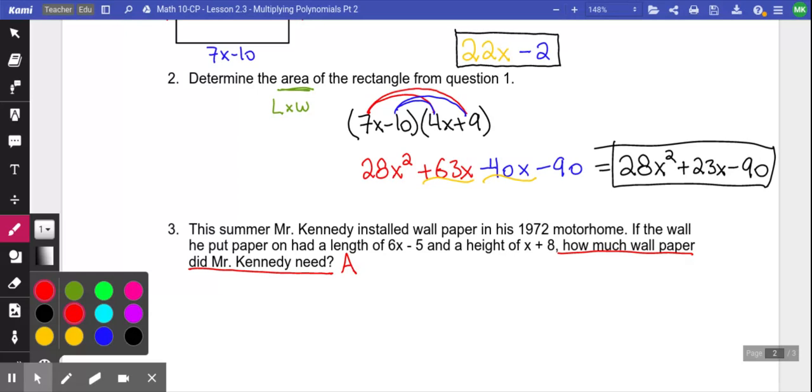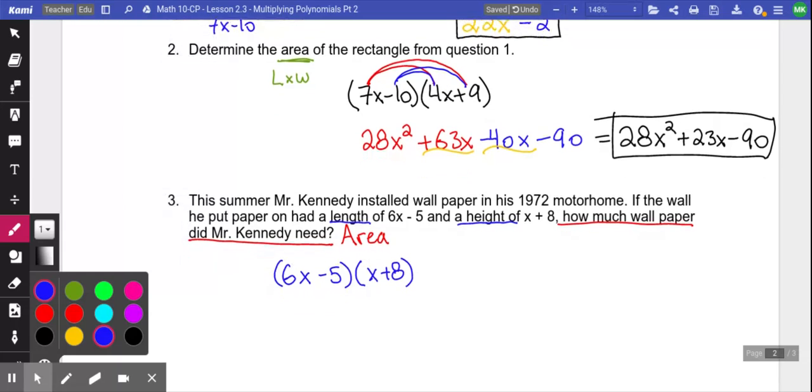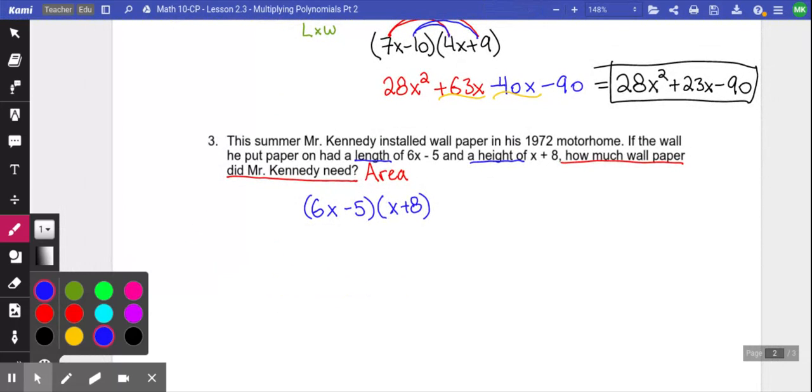That's asking me the area, right? That's saying how much area did you need to cover. And area is length times width. In this case, it would be length times the height of the wall. So I need to do 6x minus 5 times x plus 8. That would tell me the area, and that would tell me how much wallpaper I need.